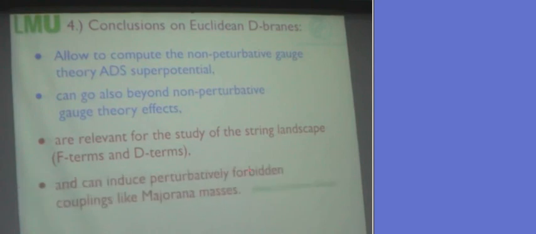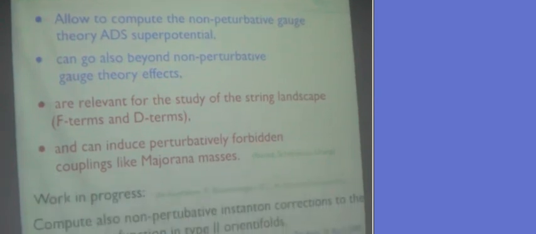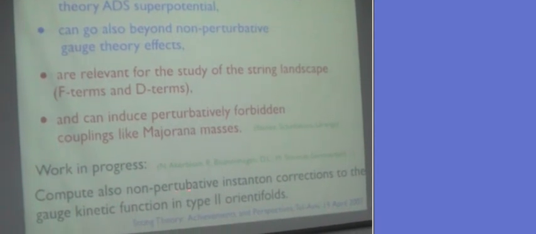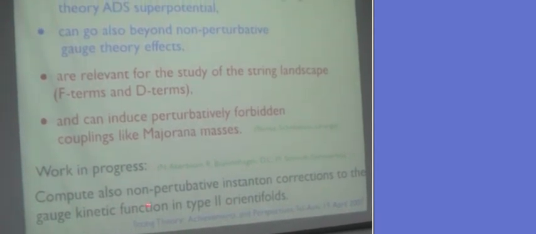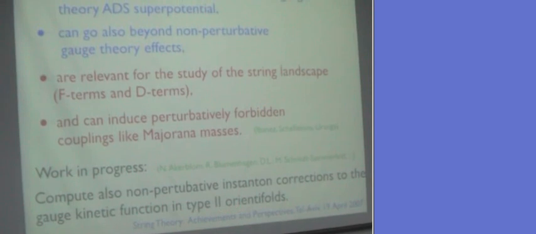They also introduce perturbatively forbidden couplings like Majorana masses, and there's a nice paper where this was systematically studied in a class of models, namely in Gepner models. And indeed, if I read the paper correctly, there are still these problems of the zero modes, which do not precisely come out as you want to have them to generate the Majorana masses. And there's also some work in progress, namely we also want to compute the non-perturbative instanton corrections to the gauge kinetic functions in type II orientifolds. So let me stop here.